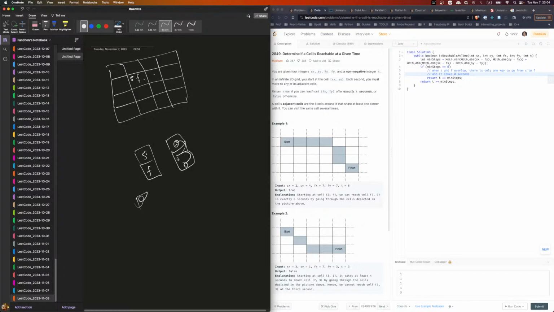Or hold on. So if it's this, like we take 1, 2, so we can do 1, 2, 3, right? It always works. How about this? S and F. That's taking 1 as well. Can you do 1? Can you do 2? 1, 2. Can you do 3? 1, 2, 3. Yeah, it always works. So the only edge case is S and F is the same. Then you do 1. Because you have to move out. And you cannot move back.